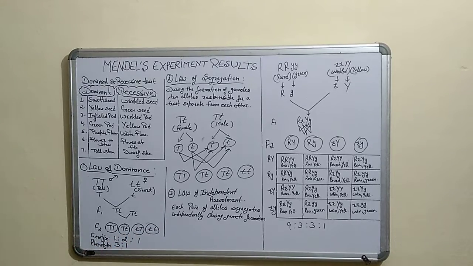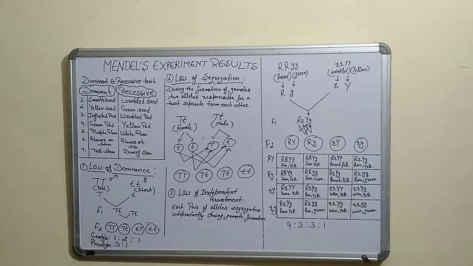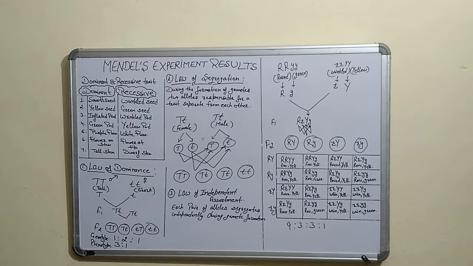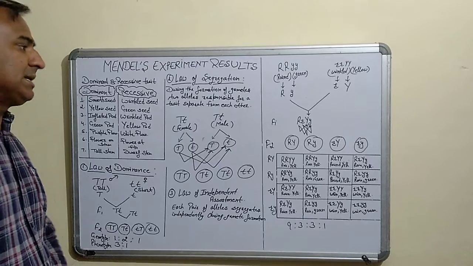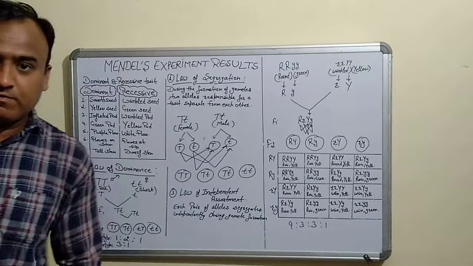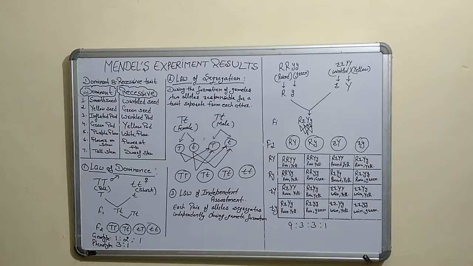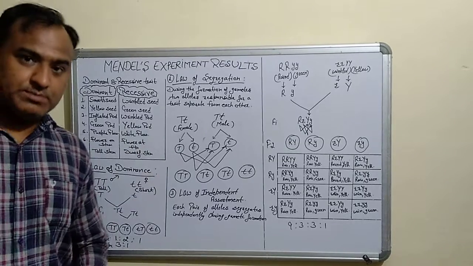Then the second is the law of segregation. What is the law of segregation? During the formation of gametes, the 2 alleles responsible for a trait separate from each other. An allele is an alternate copy of a gene, and its position is known as the locus. Locus is the position of a gene.